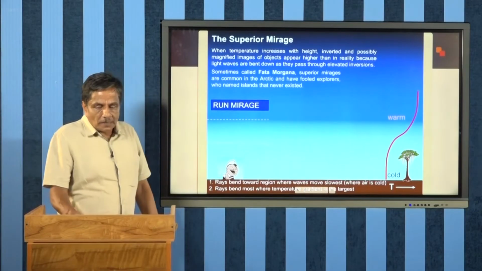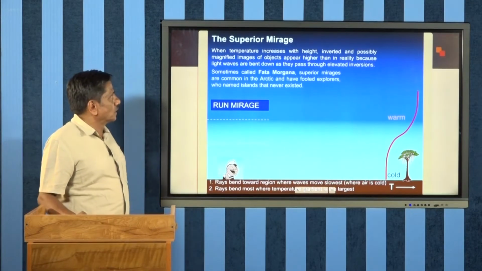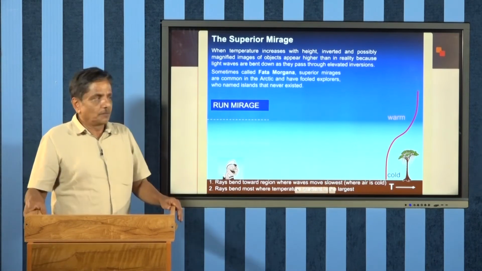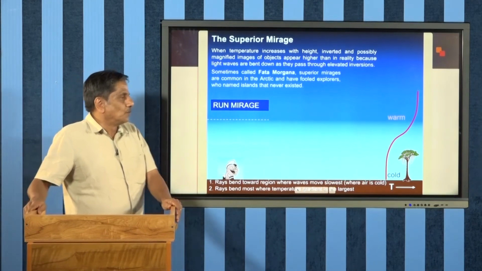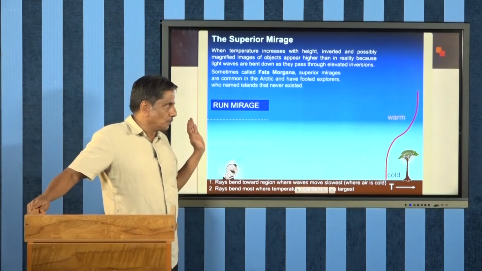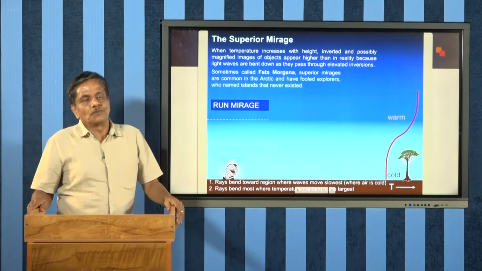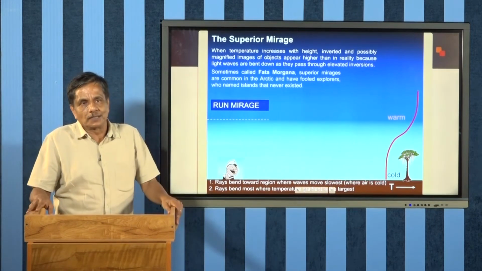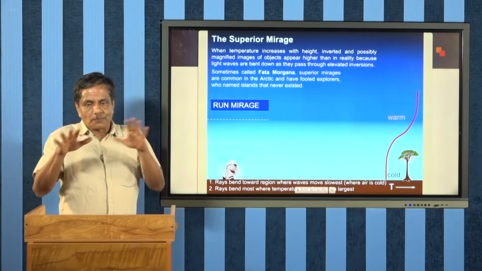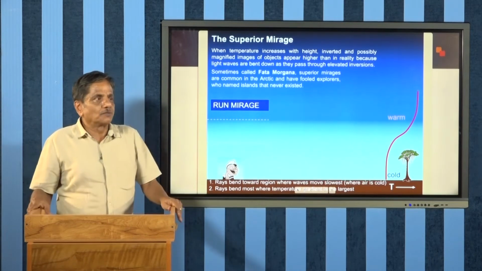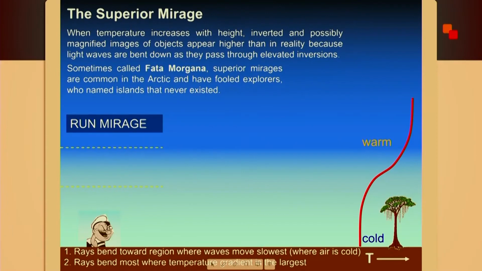Now, this is another optical effect, which is otherwise known as a mirage. Mirage means that on a warm day, when we walk on the road, we can see a patch of water on the surface of the hot road. Actually, there is no water, it is only an image.